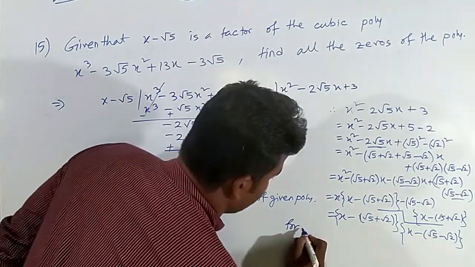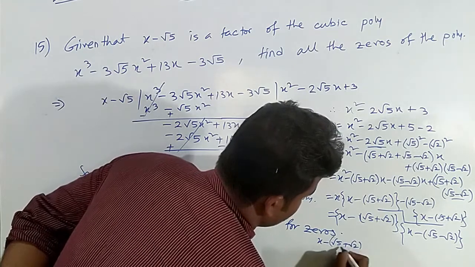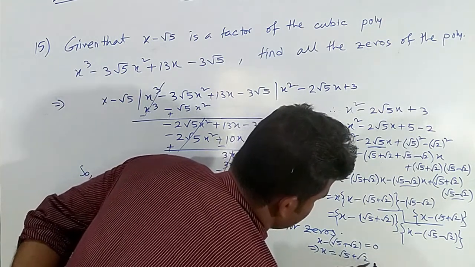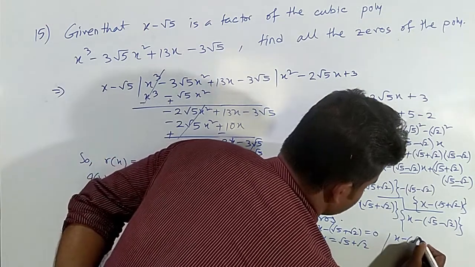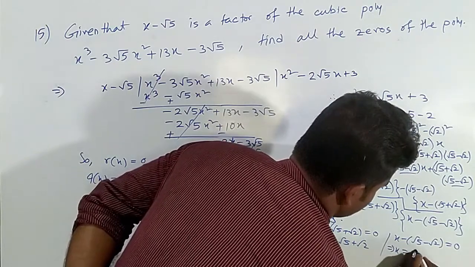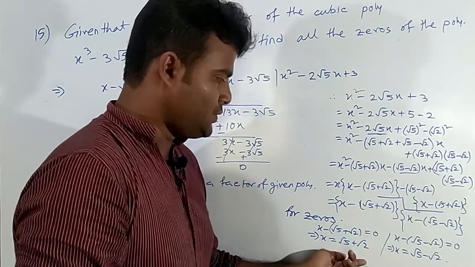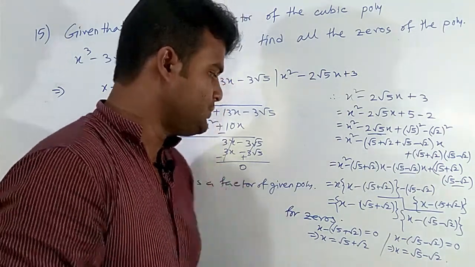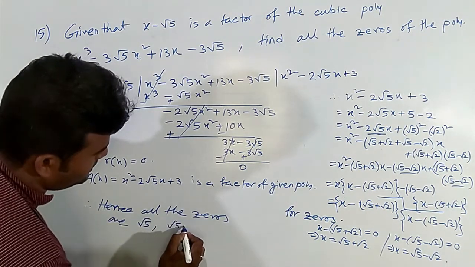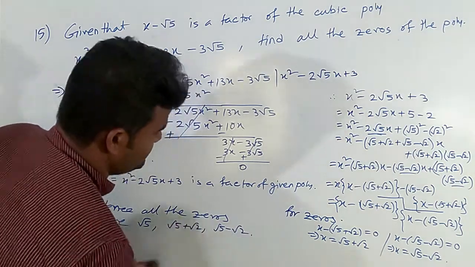Now for zeros, x minus root 5 plus root 2 is equal to 0. That means x equals root 5 plus root 2, and x minus root 5 minus root 2 equals 0. That implies x equals root 5 minus root 2. There are two zeros, root 5 plus root 2 and root 5 minus root 2. Hence all the zeros are root 5, and the other two, root 5 plus root 2 and root 5 minus root 2. That's it.